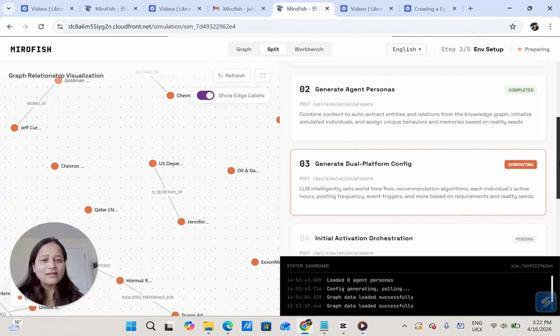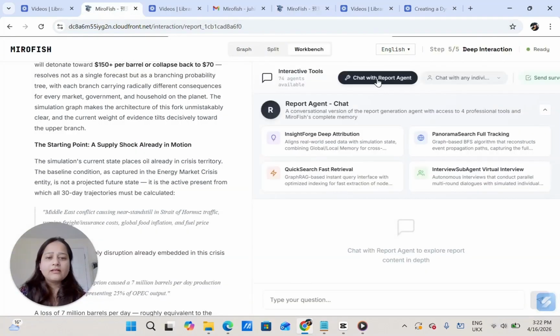And this is the final stage. After that, the report agent will generate a concrete report. I have done this before, so I have a report ready with me. So I will show you the final report. I hope you will get an idea of what we are doing here right now. So here it is, the 30-day crisis forecast. I will walk you through the key highlights because what came out of the simulations is genuinely remarkable.